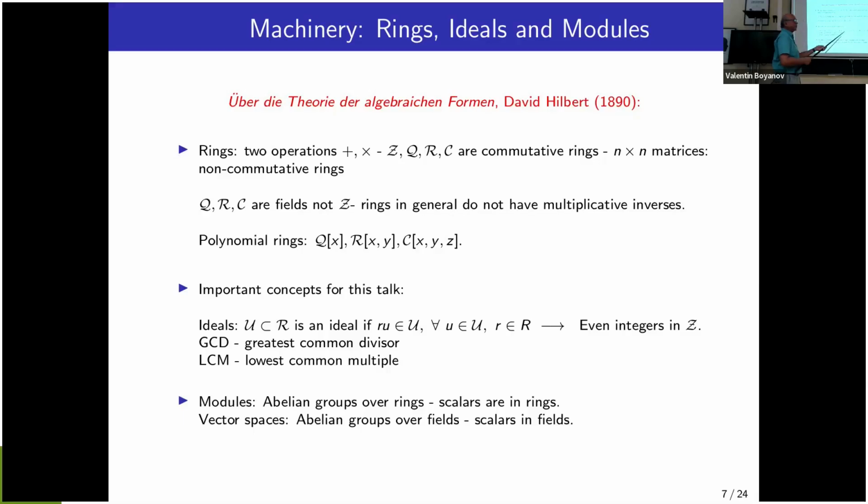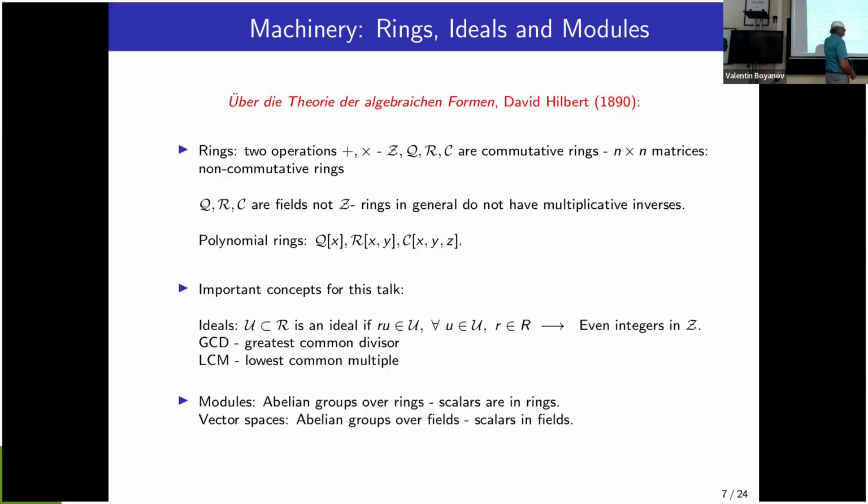So important concepts for this talk are ideals. If you have a subset of R, then if u is in the subset and r is in R, it's closed, much more complicated. It's closed much better than a subring. I mean, you could have a subset which is itself a ring with the same operations. Then that's called a subring. But an ideal is even more closed.